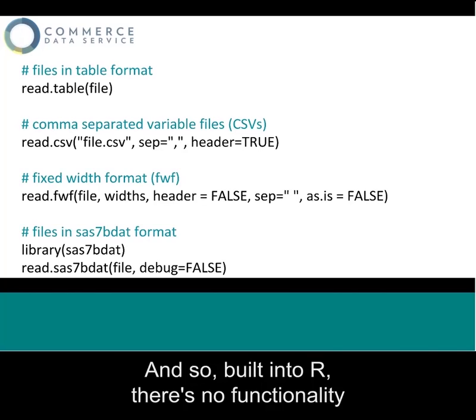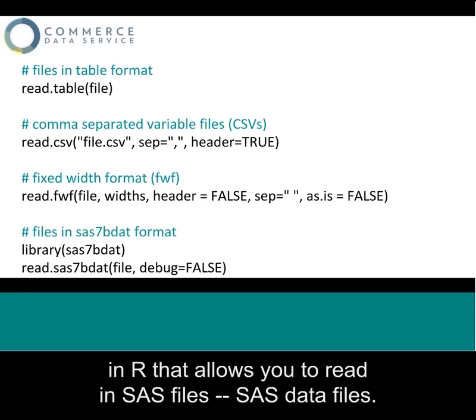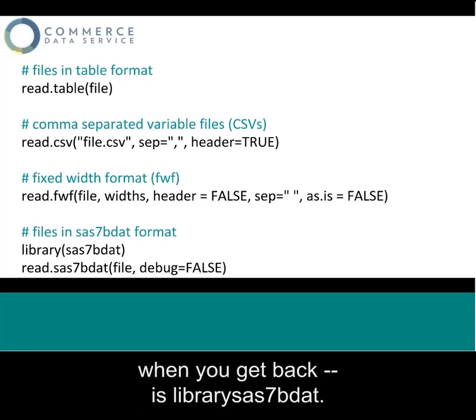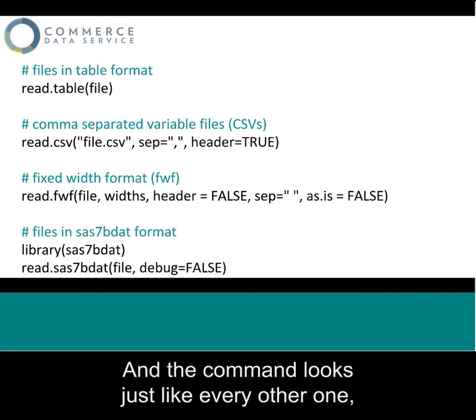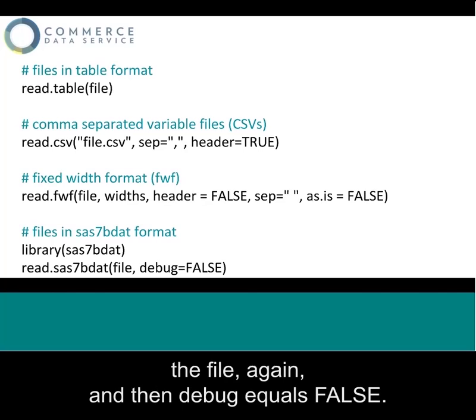Hopefully everybody's installed that package, and you can try it out with your own data set when you get back. The command is library(sas7bdat). And the command looks just like every other one: read.sas7bdat, the file again, and then debug equals false.